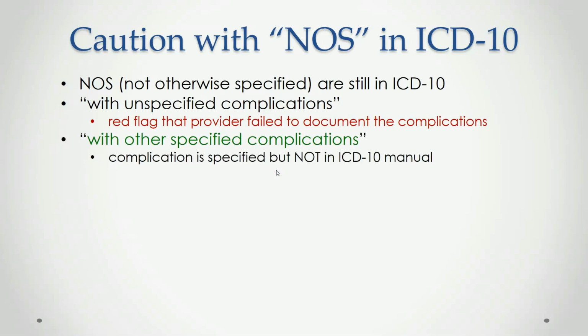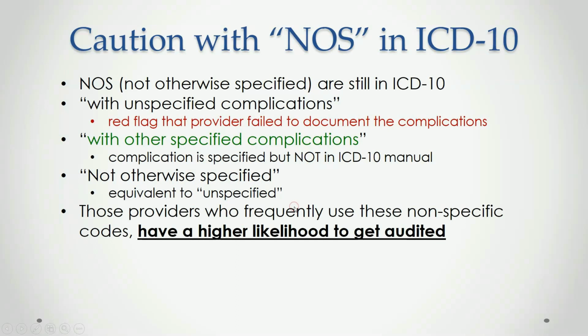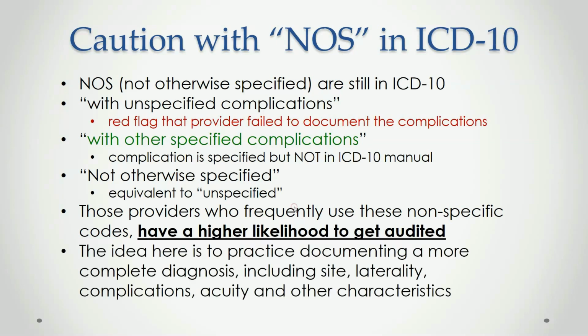If you see with other specified complications, this one should be okay if you're not really able to find the correct diagnosis code. This is basically saying that the complication is specified, but not in the ICD-10 manual. Once again, if you see not otherwise specified, this is equivalent to with unspecified complications, so you want to avoid it. Those providers who frequently use these codes are going to be at higher risk of getting audited. So once again, if you can, avoid anything that mentions not otherwise specified.